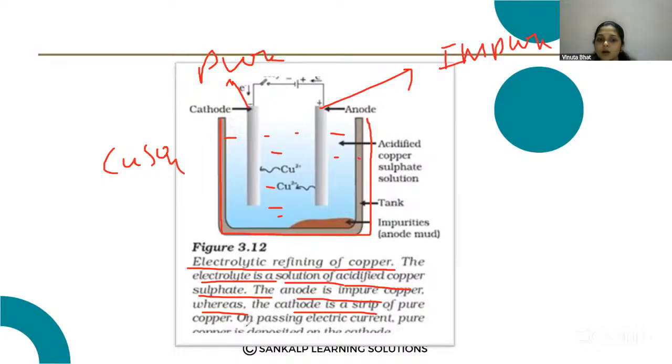On passing the electric current, pure copper is deposited on the cathode. So when electricity is passed through this, the pure copper is deposited on the cathode, and the impurities are deposited near the anode. That is called anode mud. Yes, let us see the experiment clearly.